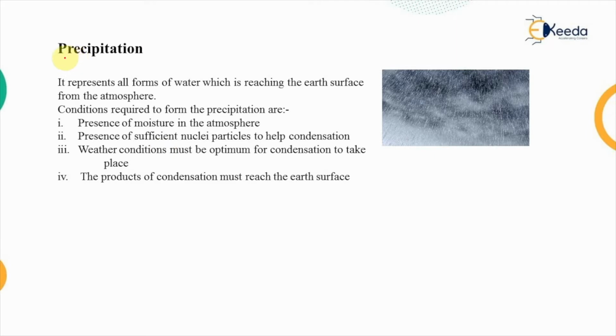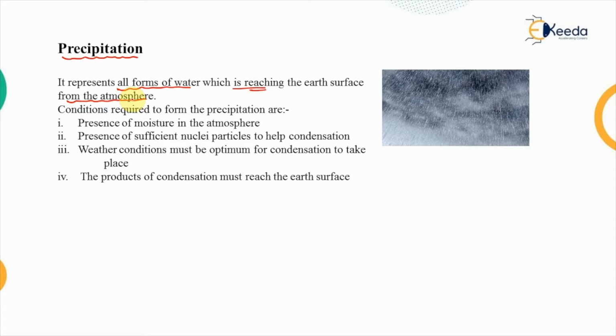First of all, what do we mean by the term precipitation? Precipitation is an umbrella term which represents all the forms of water which are falling onto or reaching the earth surface from the atmosphere. That means all the forms of water reaching the earth surface through the atmosphere are known as precipitation.